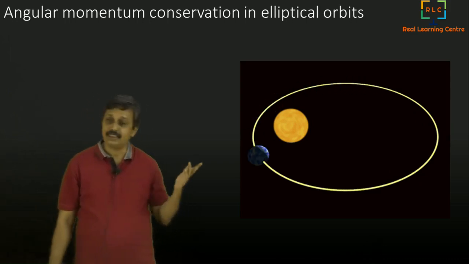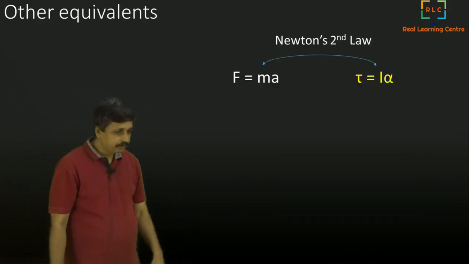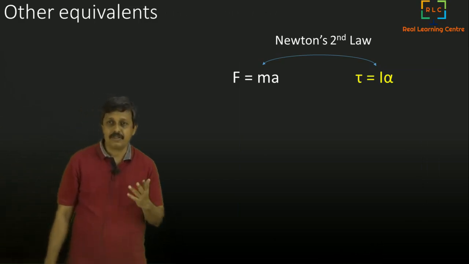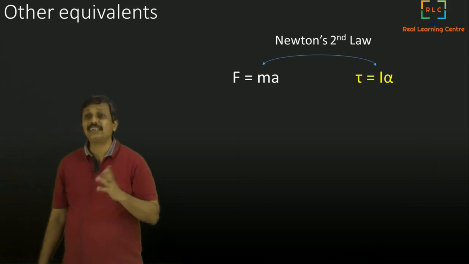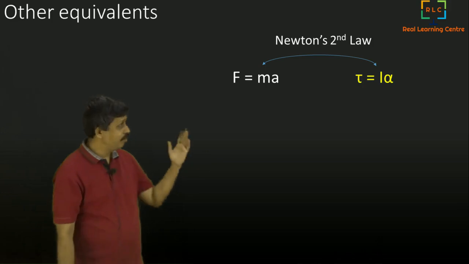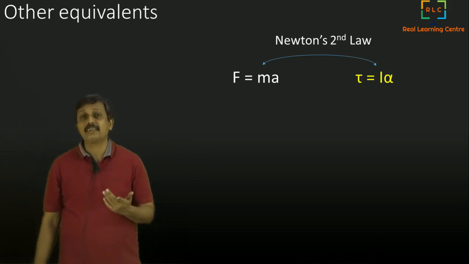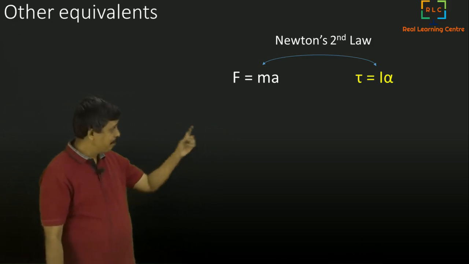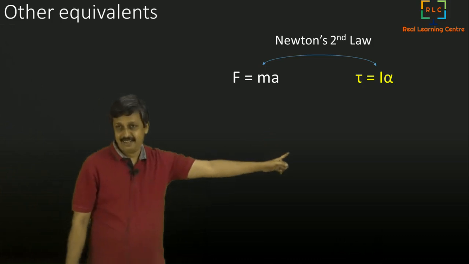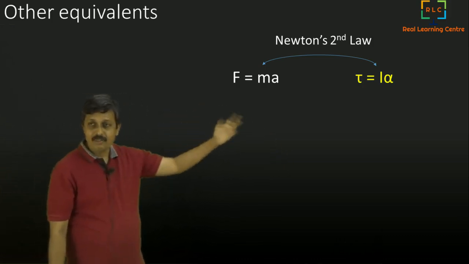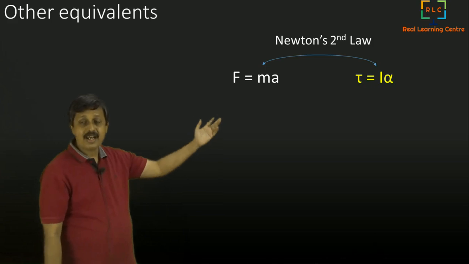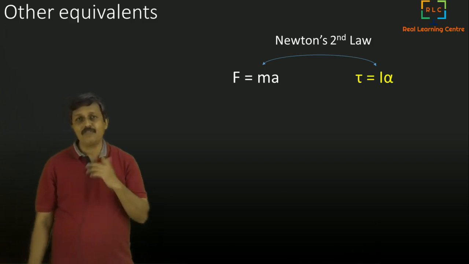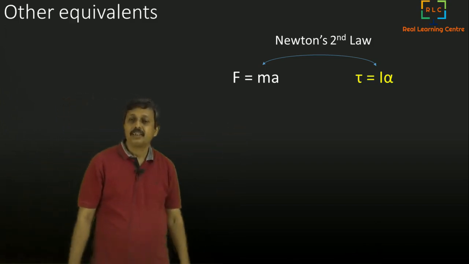This is an example of angular momentum. Now if you see other equivalents, finally, to understand rotational motion, Newton's second law. Newton's second law is F equal to ma, as we know, but its form in rotational motion is tau equal to I alpha. You can clearly see m here is equivalent to I there. Tau is equivalent to F, alpha is equivalent to a. Equivalent means they take the same place in rotational motion, not that they are equal.